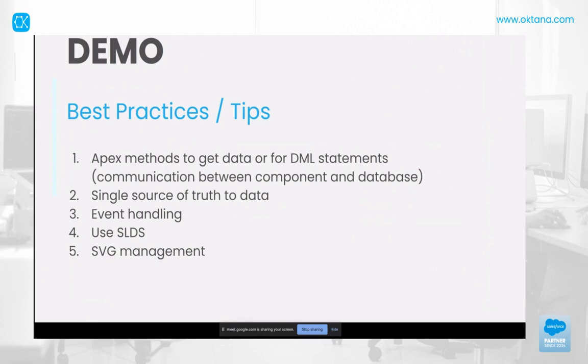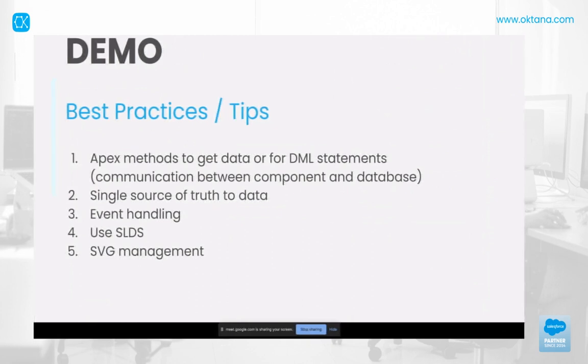So then let's talk about some best practices or tips that are important here. First, Apex methods are only to get data or for DML statements. This is a bit of what we were talking about earlier. It can be with wire methods or imperative methods, but in any case, they should only be to communicate with the backend. Any other kind of modification to the data shouldn't happen in the backend. The information shouldn't mutate.